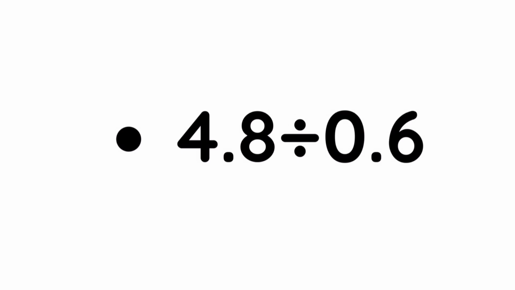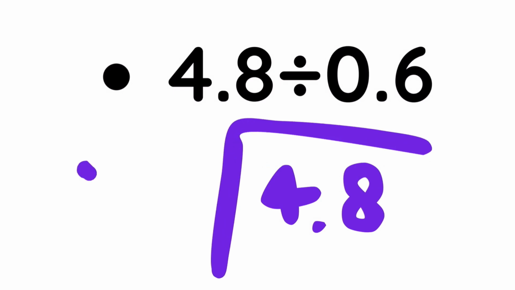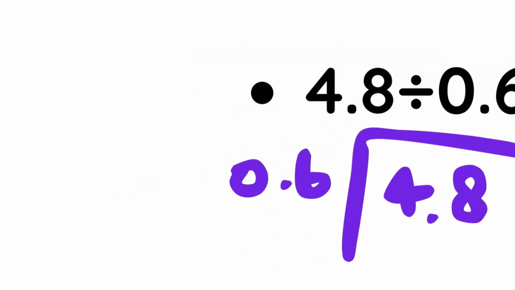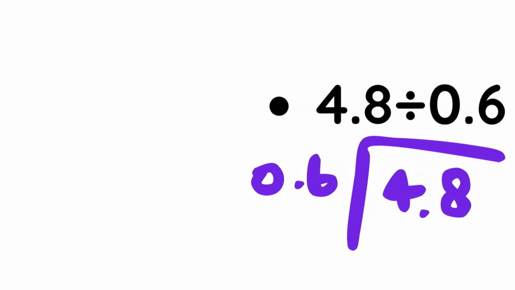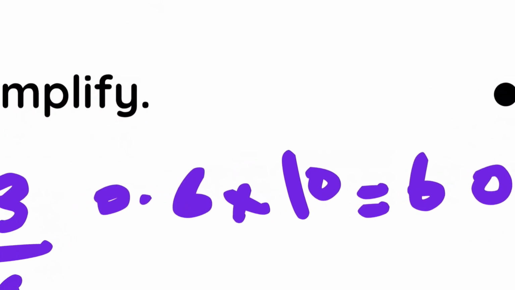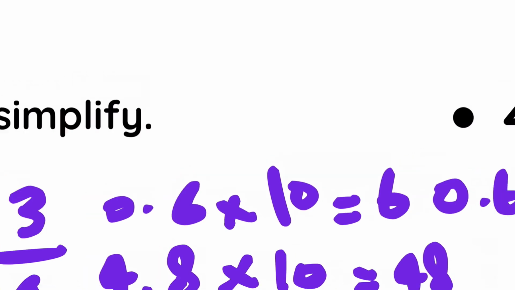4.8 divided by 0.6. So 4.8 divided by 0.6, I need to change the divisor to a whole number, so I will multiply both of them by 10. 0.6 multiplied by 10 equals 6. 4.8 times 10 equals 48, right?